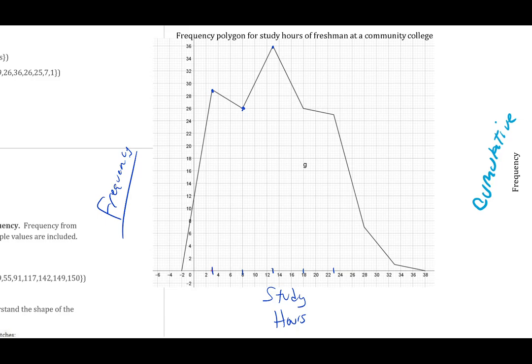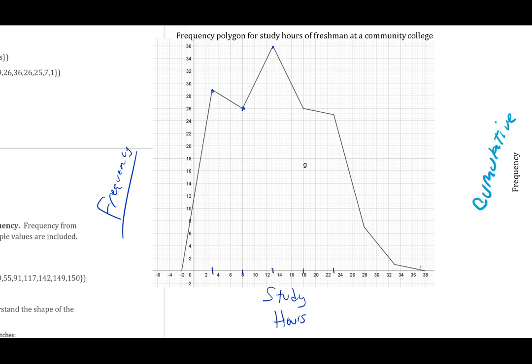We have a class mark at 3, which has a frequency of, looks like 32 from the graph. I could scroll back up to the table to confirm that. We have another class mark at 8, another class mark at 13, another at 18, another at 23, another at 28, 33, and 38.